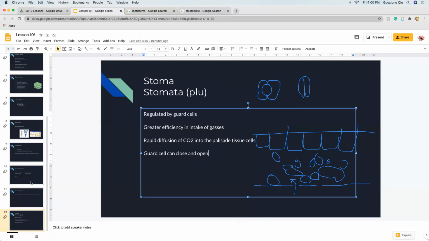Some water leaves the leaves through the stoma. So when the plant has a lot of water, the guard cells swell open and some of this water can come out. But when the plant cell is lacking water and is dehydrated, the guard cells fall limp because of lack of water, and it prevents any more water from leaving the leaves of the plant.